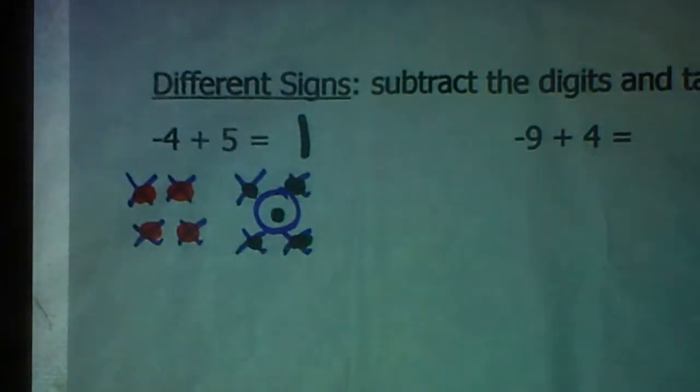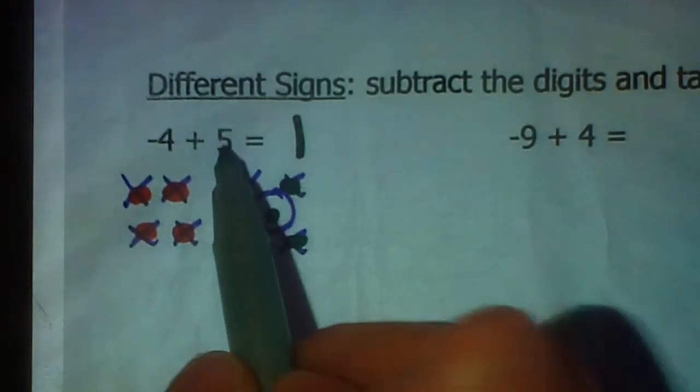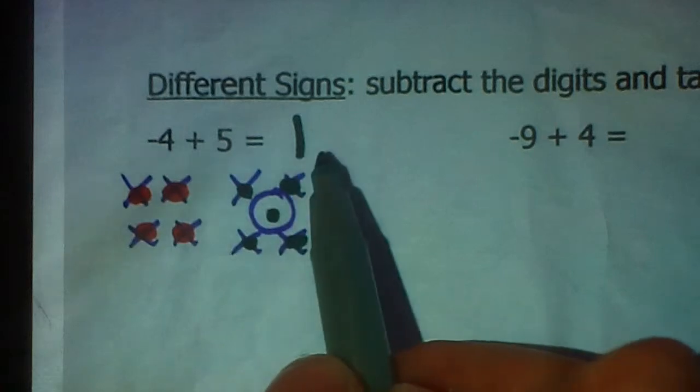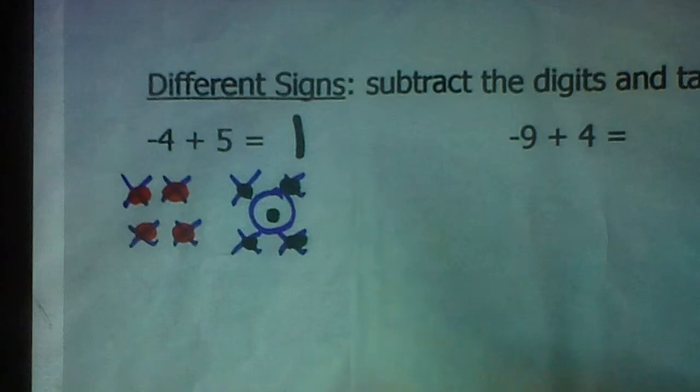All right, so again, if you take a look back at the rule, it says subtract the digits and take the sign of the higher digit. 5 minus 4 is 1, and the higher digit is positive, so my answer is positive. So that's how the rule works.